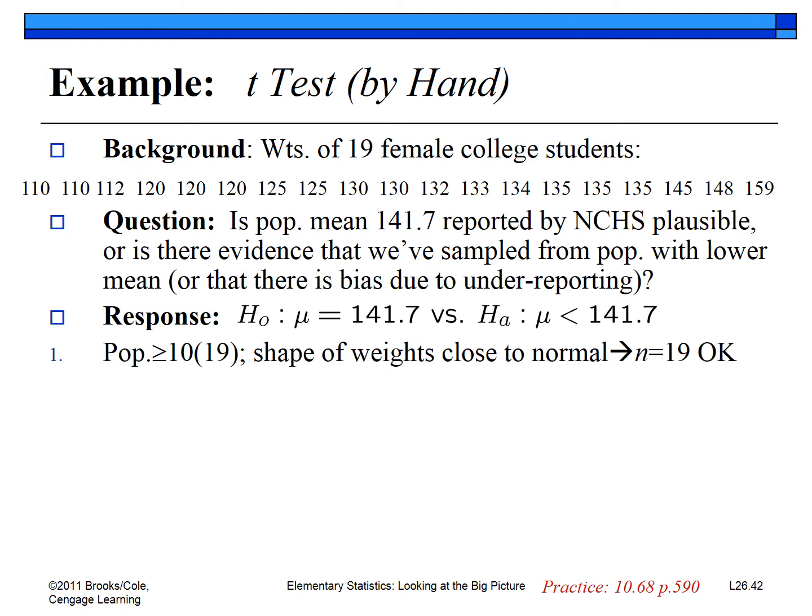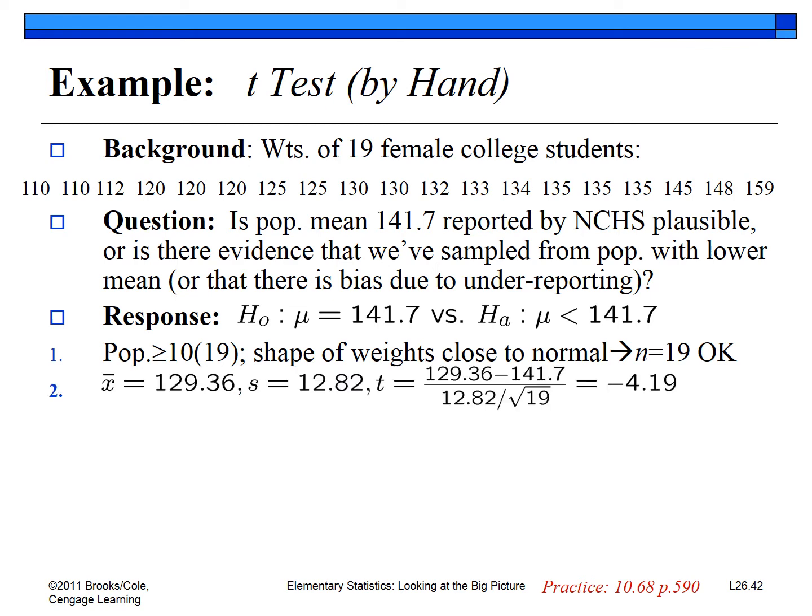Let's check and make sure that we can use the t distribution. To use the t distribution, sample means need to be normal. Here the population is greater than 10 times the size of the sample. The shape of weights, if you take a look at it, they tend to be clustered in the middle. So a sample size of 19 is okay. The sample mean is 129.36 with standard deviation 12.82.